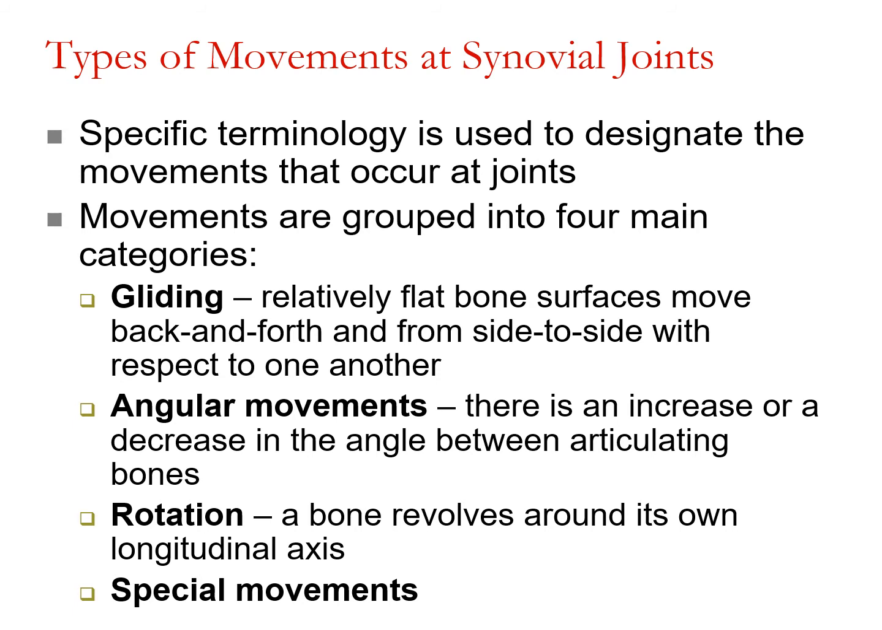With angular movements, there is an increase or a decrease in the angle between the articulating bones. This includes the specific movements of flexion and extension, as well as adduction and abduction, which we will describe in a few slides. Rotational movements involve a bone revolving around its own longitudinal axis. So think about rotating on an axis. And then we have a list of special movements.